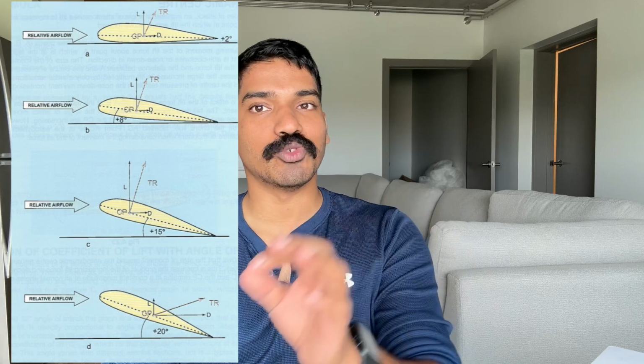But now in the last diagram, what are we seeing? At 20 degrees angle of attack, what has happened? The center of pressure has moved backwards, lift has decreased, and the total reaction is much more diagonal. So this is not what we want. We want an upward force, right? We want lift, and drag has increased. Now what does this mean?